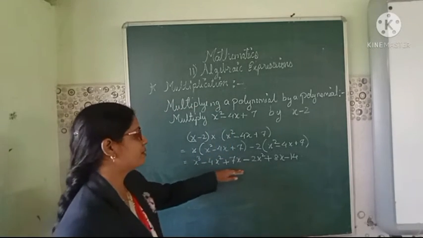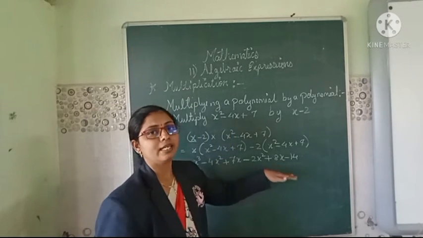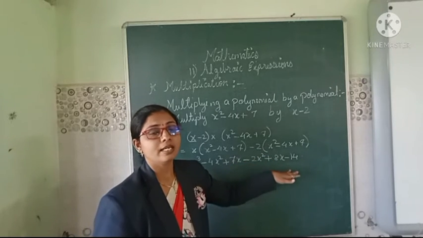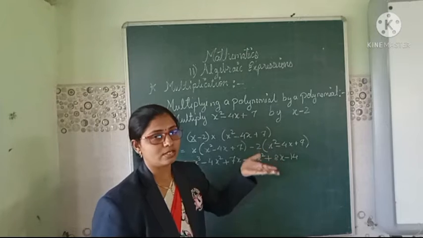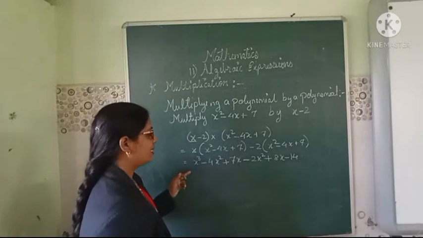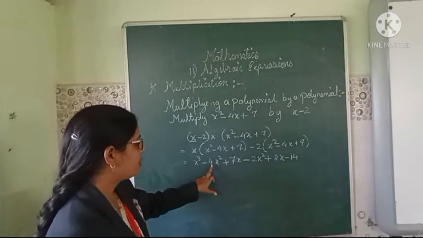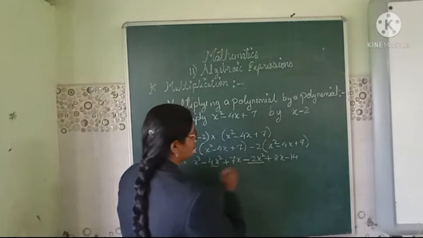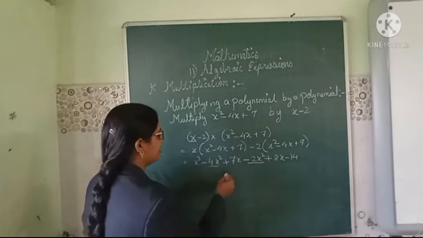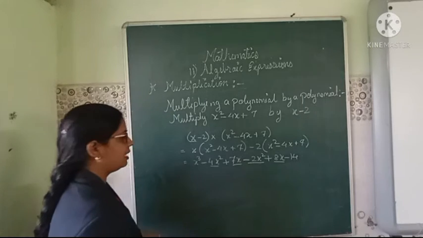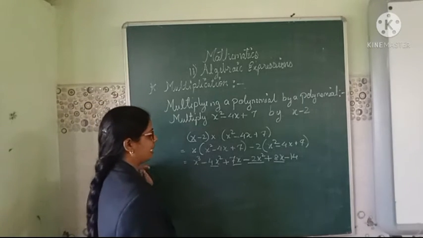Then here you have to see whether there are like terms or not. If there are like terms, then you can just do the addition or subtraction of those particular expressions. So let us see if it is there. So negative 4x square and negative 2x square is there. Then 7x and 8x is there. Then no other one is having a like term.